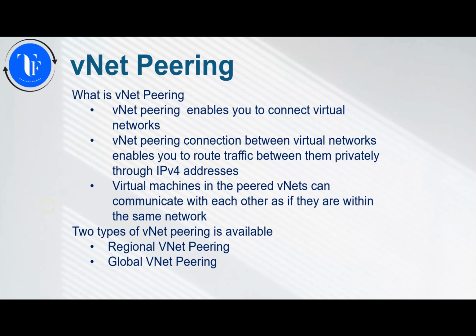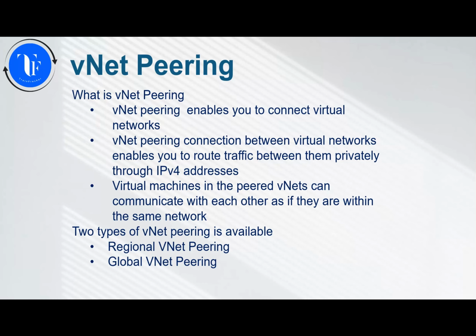Let's talk about VNet peering. So what exactly is VNet peering? It enables you to connect virtual networks. It's a connection between virtual networks which enables you to route traffic between them privately over the private IP address. Virtual machines in the peered network can communicate with each other as if they are within the same network. In Azure, there are two types of VNet peering available. One is between two regions, if you have resources globally.